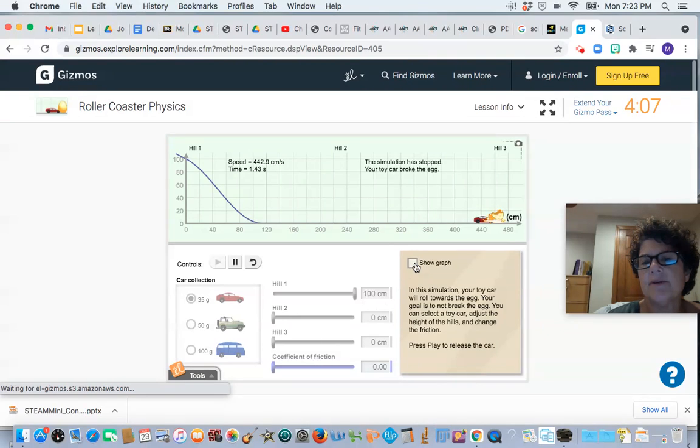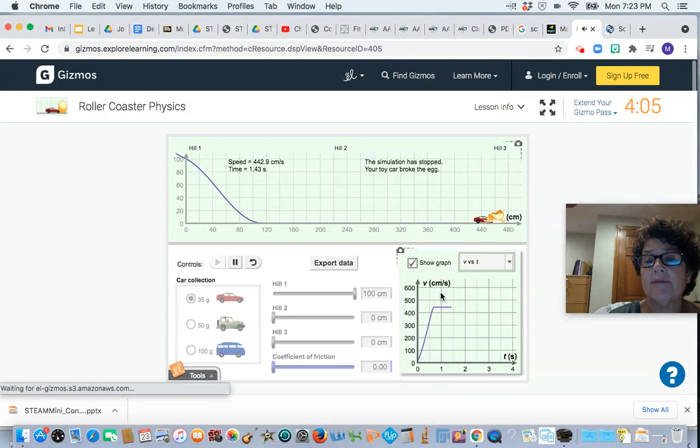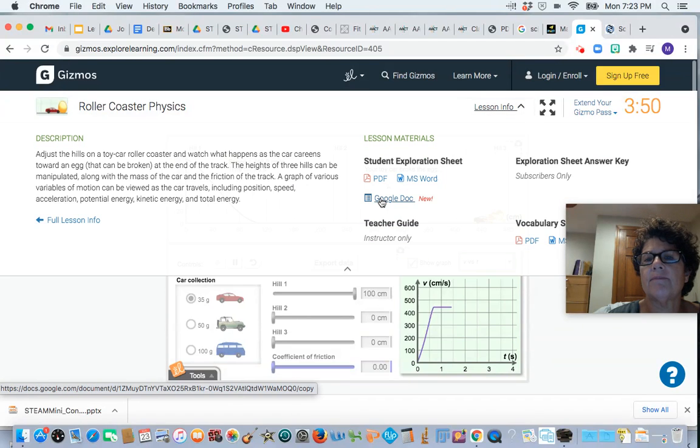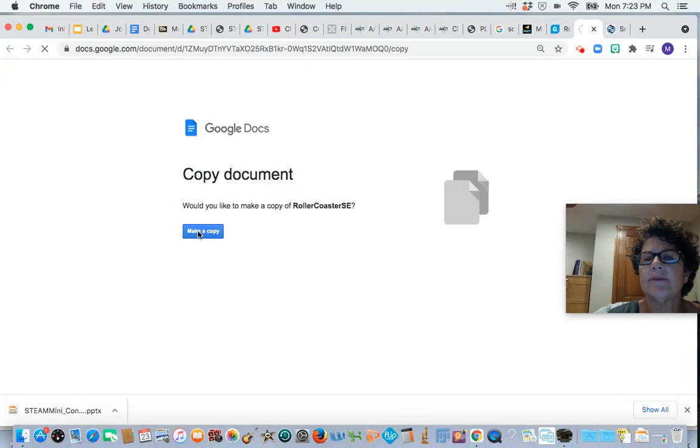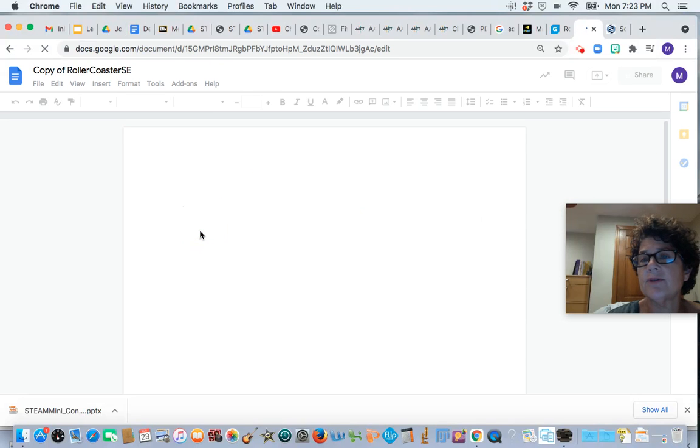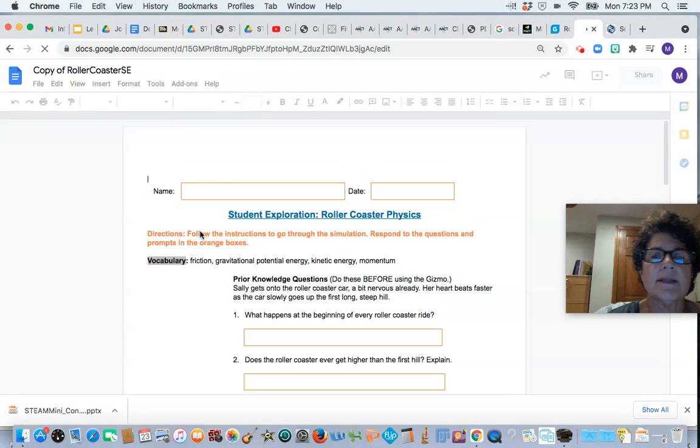And there's really good graphs here. You can show what's happening: kinetic energy versus time, total energy versus time, potential energy versus time, etc. The advantage here is that it comes with all supporting information. They have these Google documents that tell you exactly what to do. And I'm trying to make a copy. So here goes. And I can do this without being logged in. So you can do the same thing.